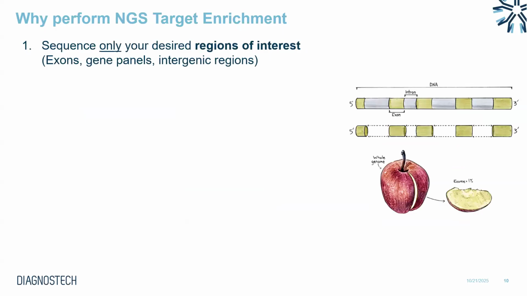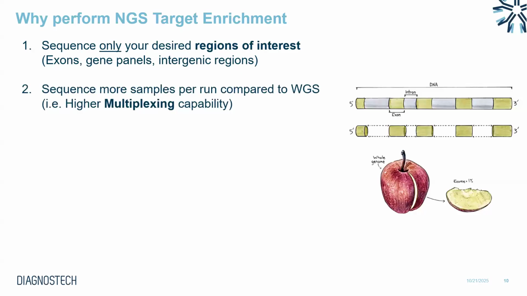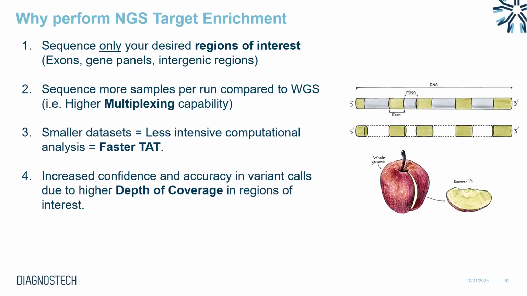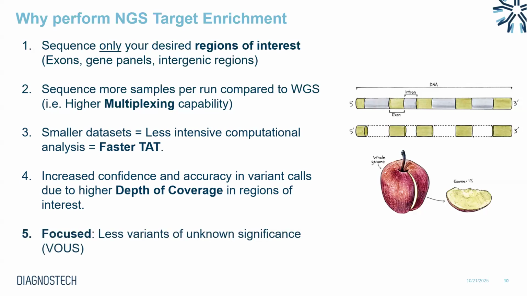So why perform target enrichment? It allows us to sequence only the desired regions of interest, for example, exons, gene panels, intergenic regions. It allows us to sequence more samples per run compared to whole genome sequencing, so there's higher multiplexing capabilities. There's smaller data sets, so it's less intensive computational analysis, which would result in a faster turnaround time. And it allows for increased confidence and accuracy in variant calls due to the higher depth of coverage in regions of interest. And it's more focused, so there's fewer variants of unknown significance.